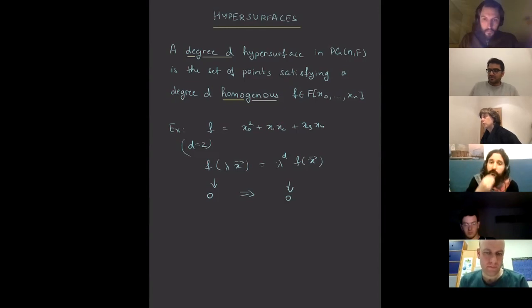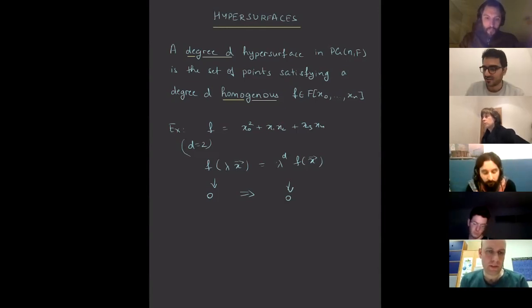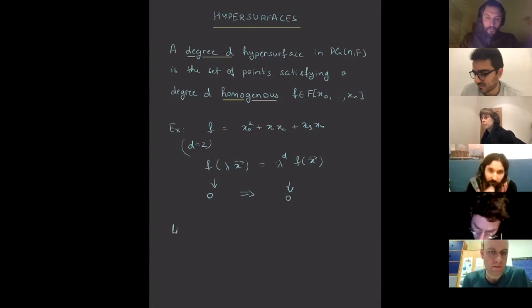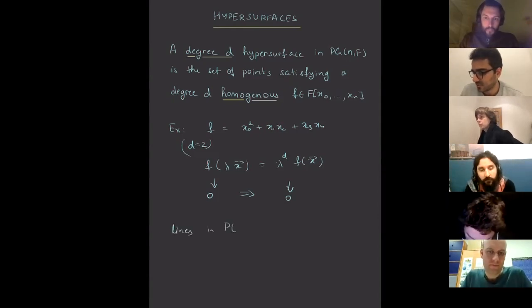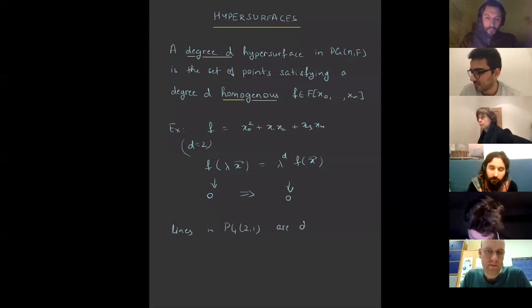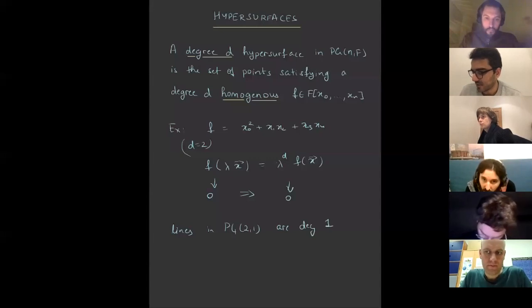Okay. So this is how you define these algebraically interesting points in your projective space. And for example, lines in PG(2, F) are degree 1 hypersurfaces.